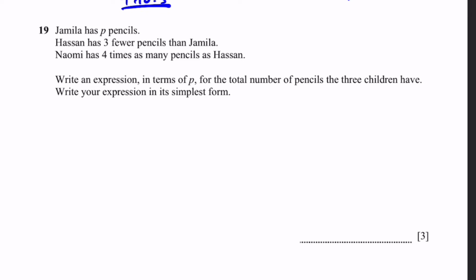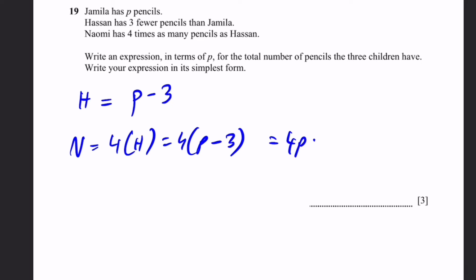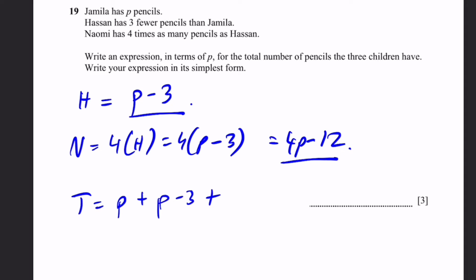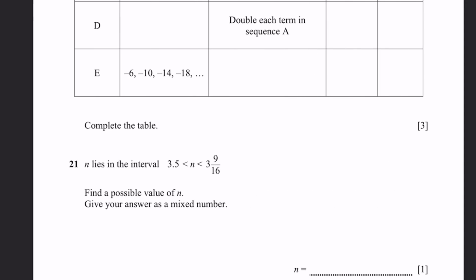So Hassan has, let's just say H, that'll be 3 less than P, which is Jamila's, so P minus 3. And Naomi will be 4 times H, which is 4 times P minus 3. We can write this as 4P minus 12, expanding the brackets. Now, the total number of pencils we'll write as T, that'll be P, which is Jamila, plus P minus 3, which is Hassan, plus 4P minus 12, which is Naomi. That will be equal to 6P minus 15. That's the answer.